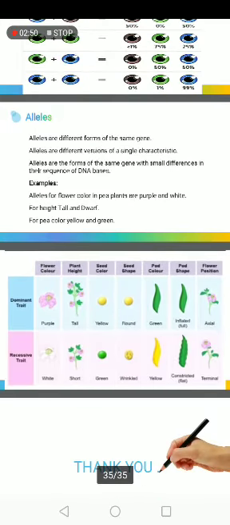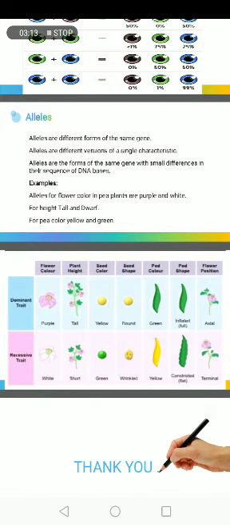Alleles are different forms of the same gene, or we can say alleles are the variation of genes. Alleles are different versions of a single characteristic. Alleles are the forms of the same gene with small differences in their sequences of DNA bases. These small differences contribute to each person's unique physical characters. When the copies of a gene differ from each other, they are known as alleles.